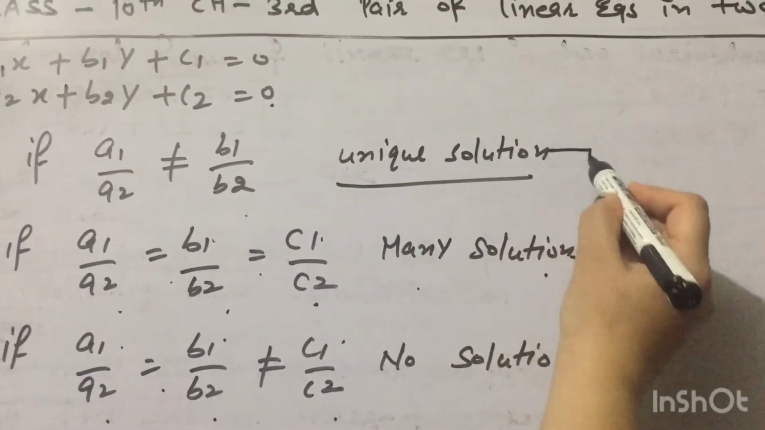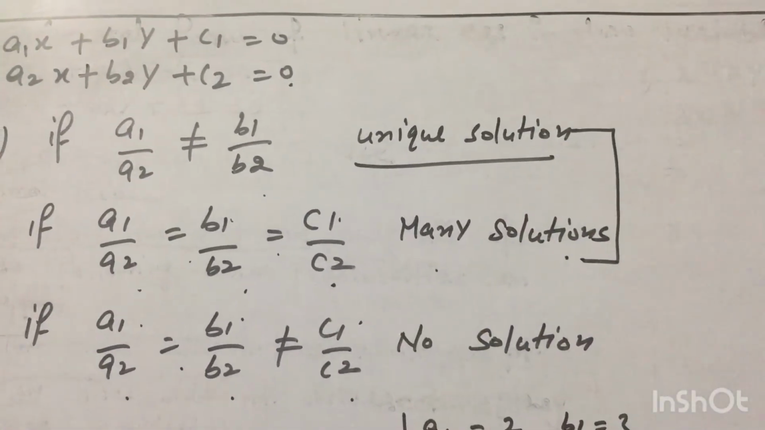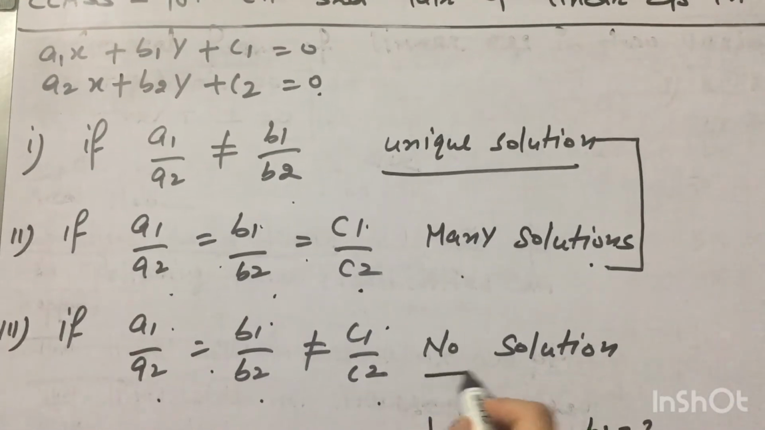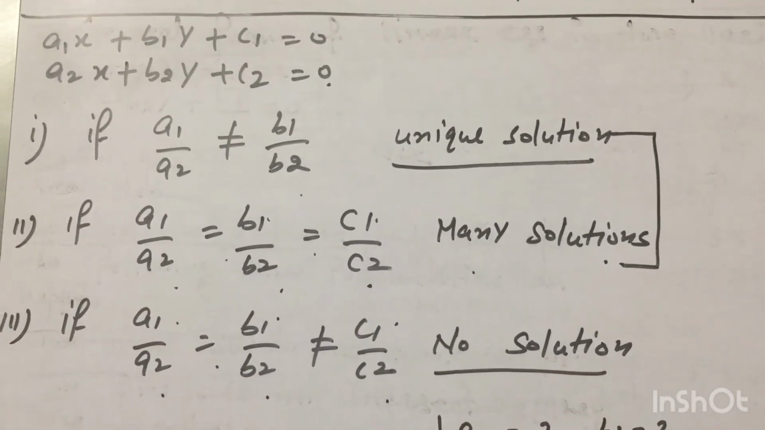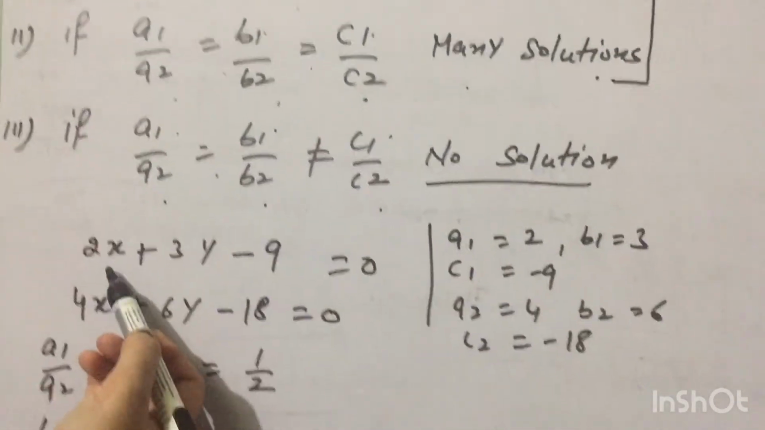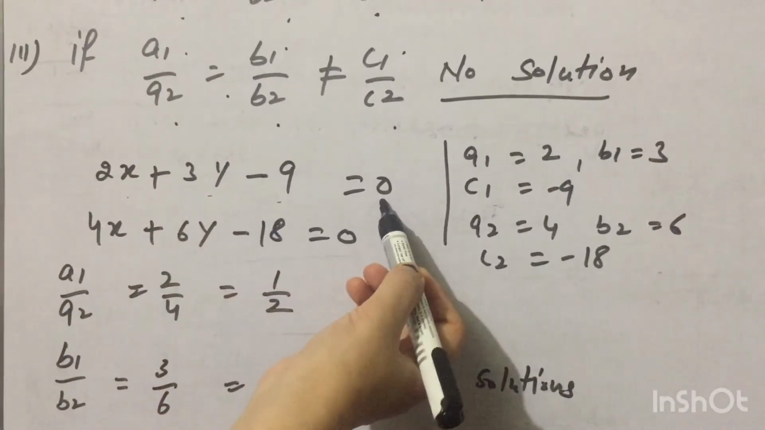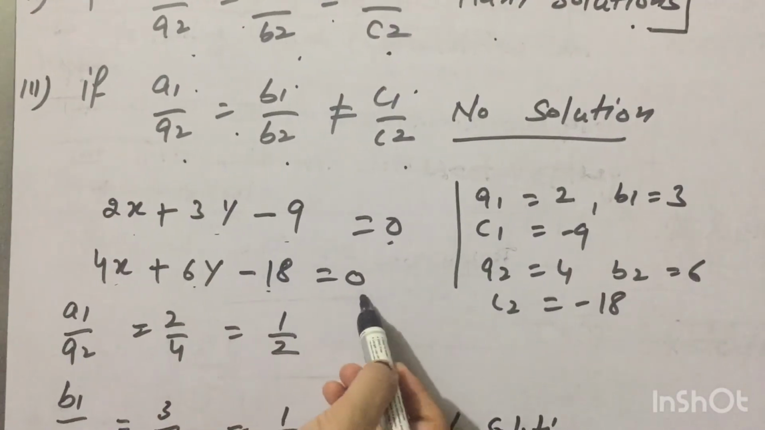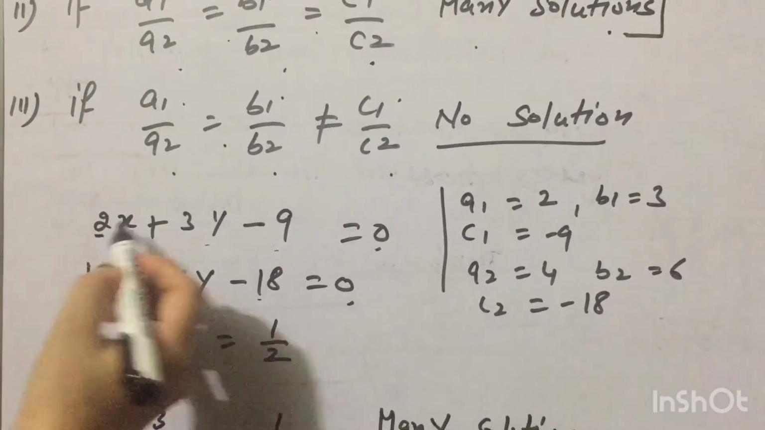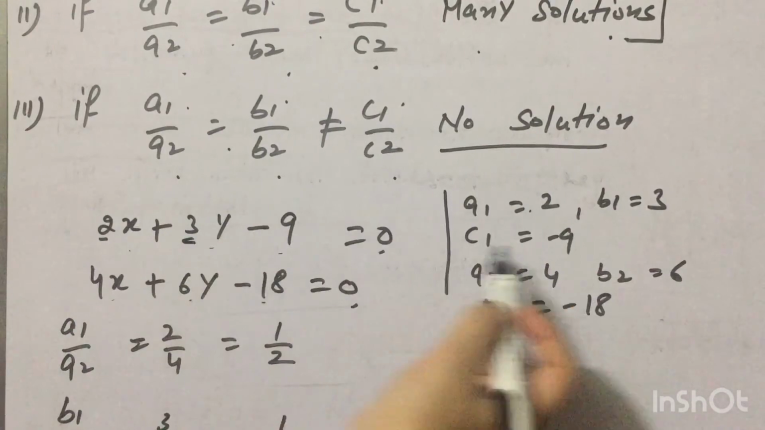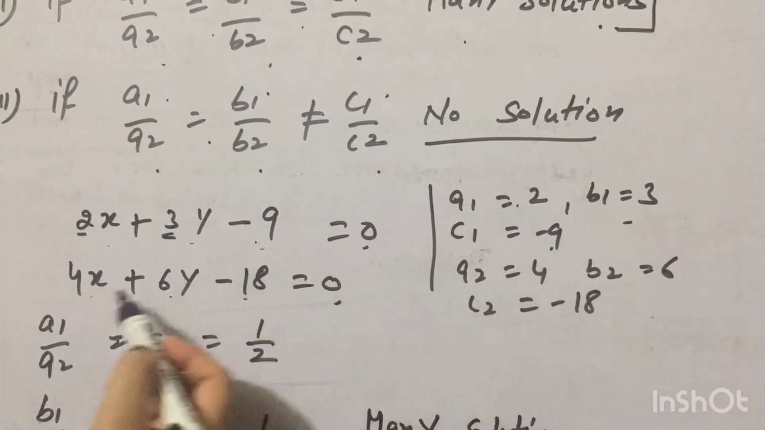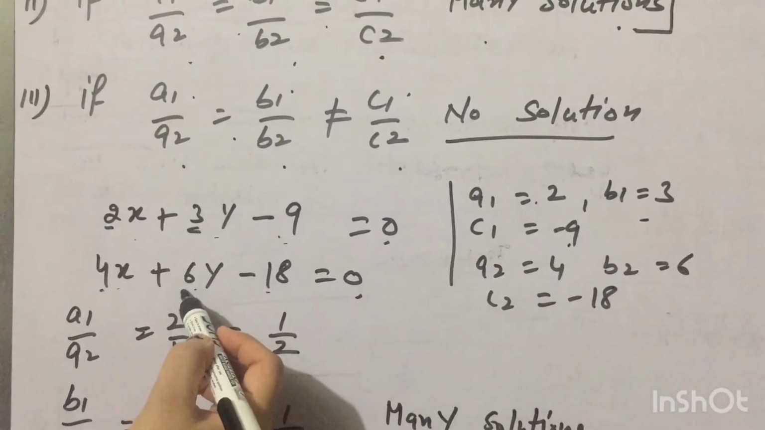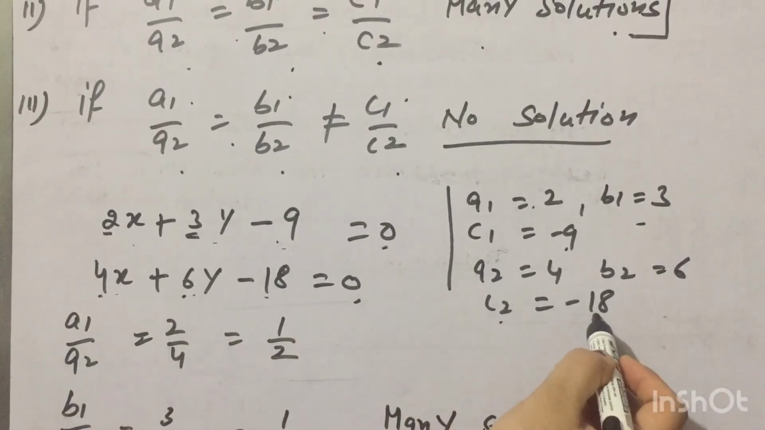For unique solution and many solutions, lines are consistent. If there is no solution, then lines are inconsistent. For example, 2x plus 3y minus 9 equal to 0 and another linear equation 4x plus 6y minus 18 equal to 0. Here a1 is 2, b1 is 3, c1 is minus 9, a2 is 4, b2 is 6 and c2 is minus 18.